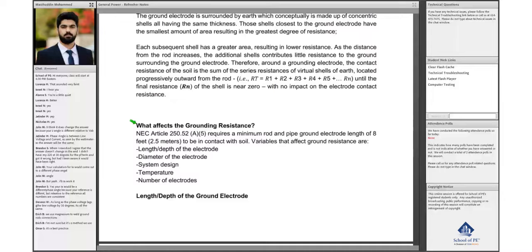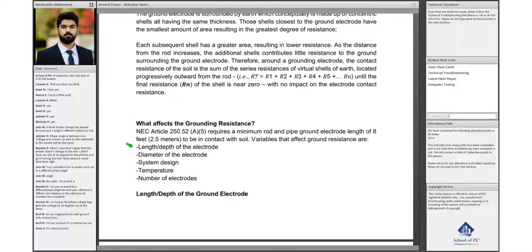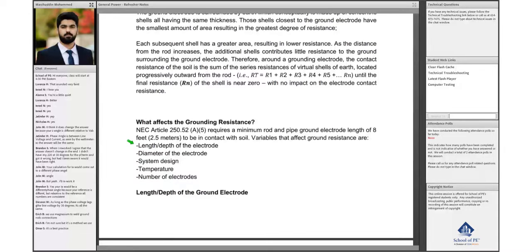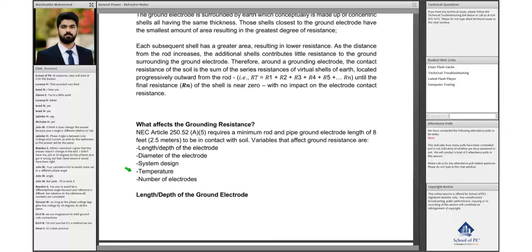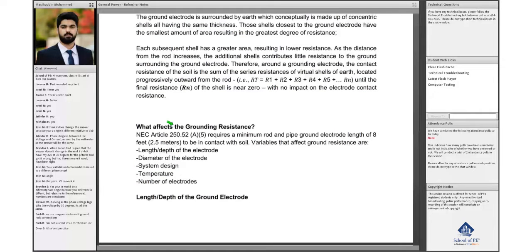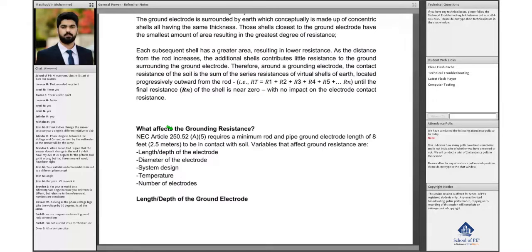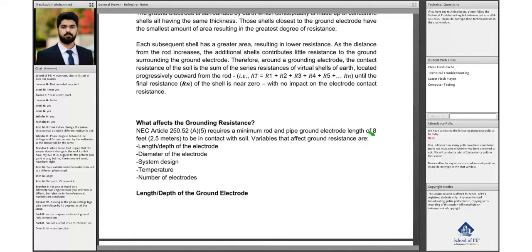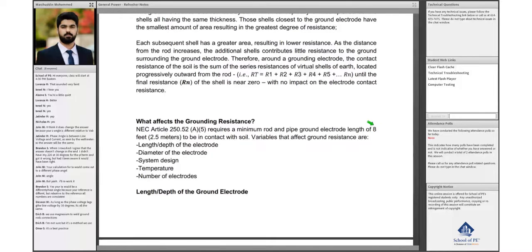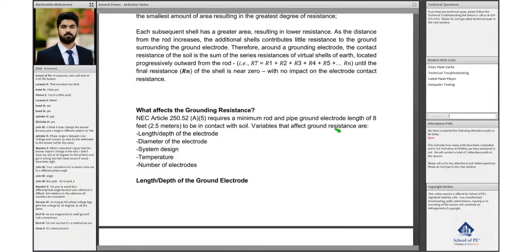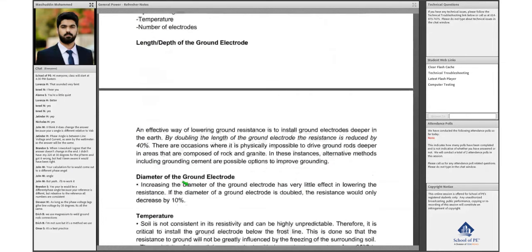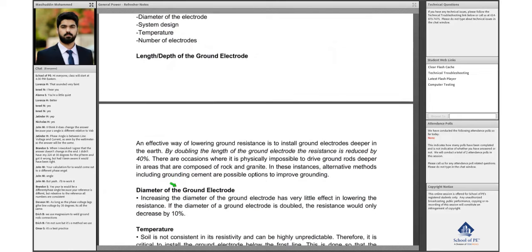Let's look at what affects the grounding resistance. There are a few factors that affect the grounding resistance. For example, the length and the depth of the electrode affect how much resistance you're going to measure, as do the diameter of the electrode, the overall system design, temperature, and the number of electrodes. And NEC Article 250.52 calls out for an 8 feet minimum length for the ground rod. That's usually the standard in the industry as well, 8 feet ground electrodes.